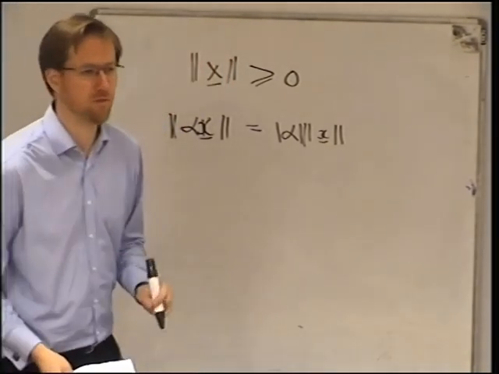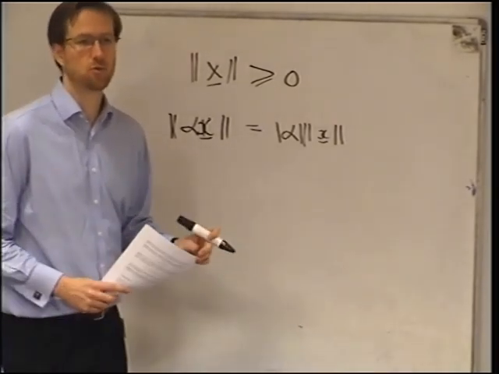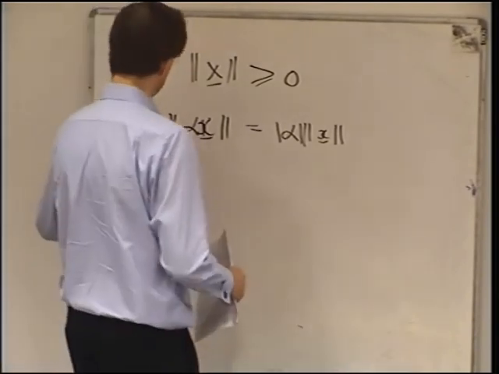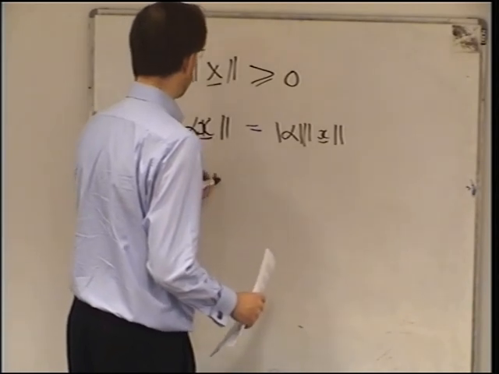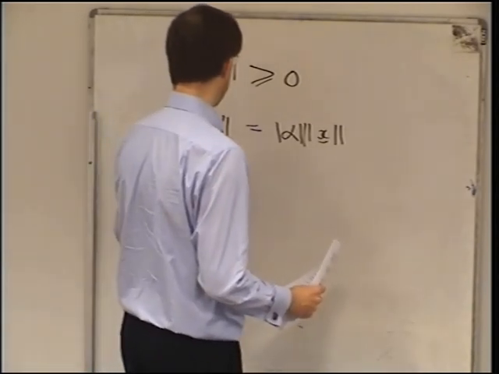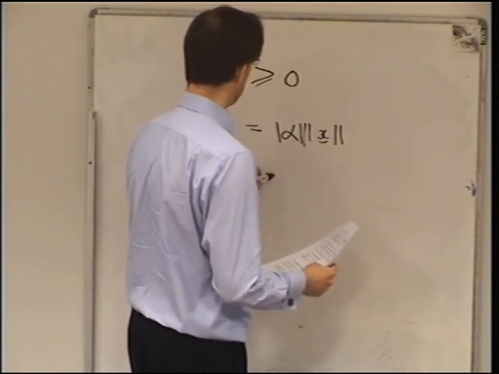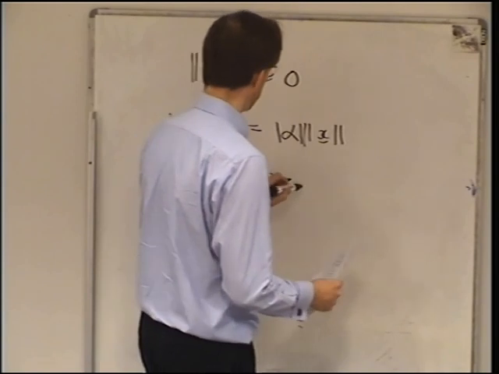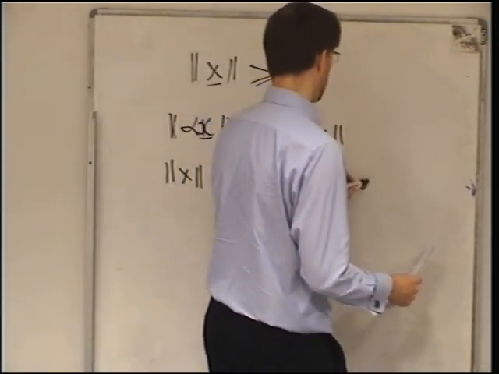The third important rule, and this is the one that you possibly didn't already intrinsically know, is something called the triangle inequality. So the triangle inequality says if I take the length of one vector and I add it to the length of another vector, that is always greater than or equal to the length of the sum of the vectors.